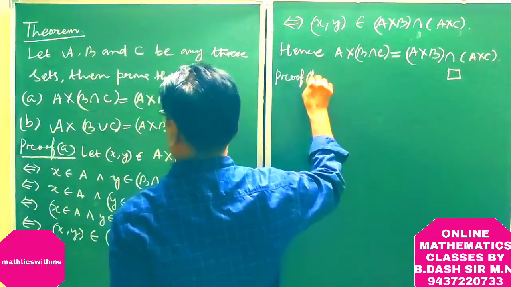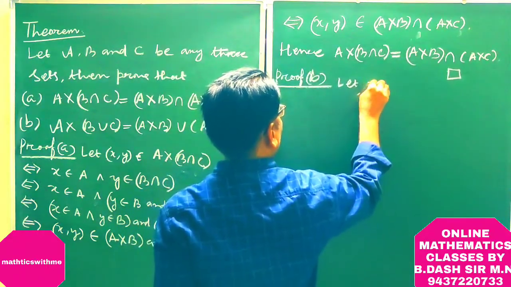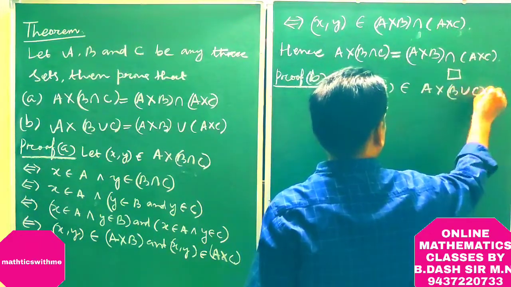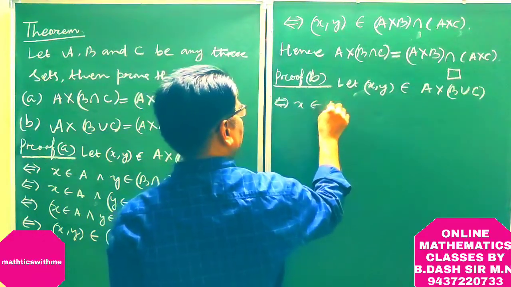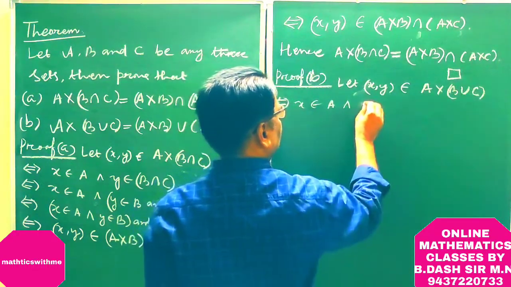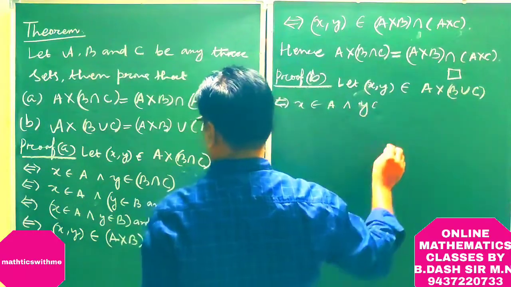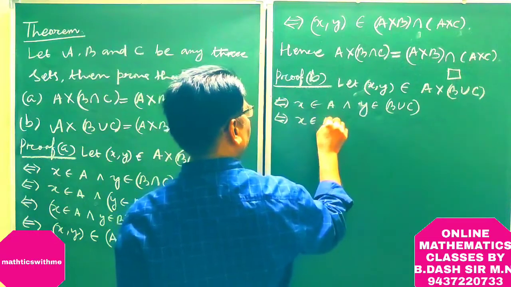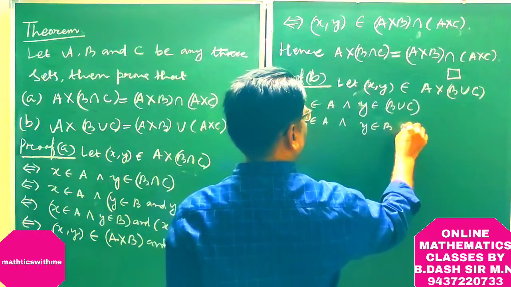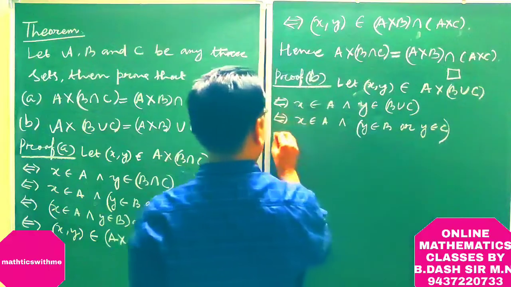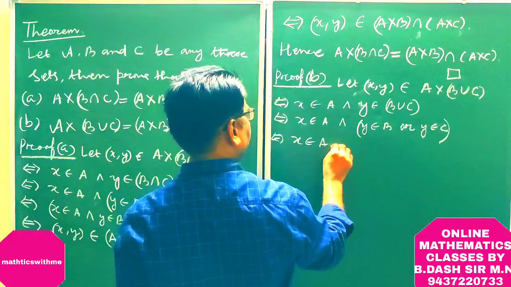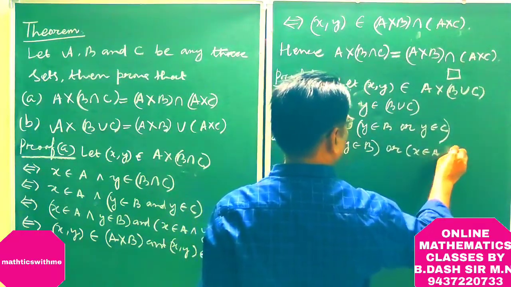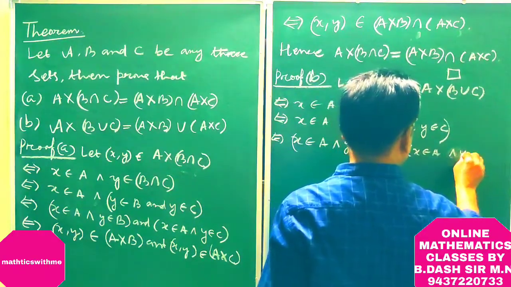Proof of B. Let (x, y) ordered pair belongs to A cross B union C, if and only if x belongs to A, conjunction, y belongs to B union C. Now if and only if x belongs to A, y belongs to B or y belongs to C, if and only if x belongs to A, conjunction, y belongs to B, or x belongs to A, conjunction, y belongs to C.